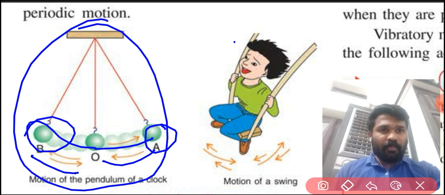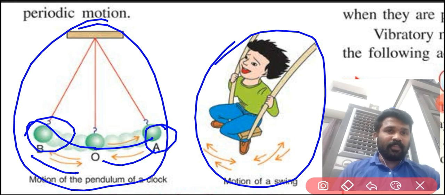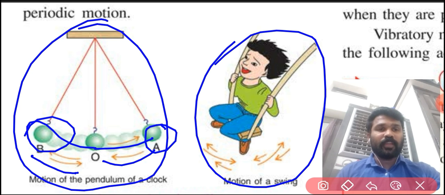Another example, the motion of a swing. Maybe you have played this one, okay? You like this game now? This motion of a swing is a good example of oscillatory motion. It is an oscillatory motion.